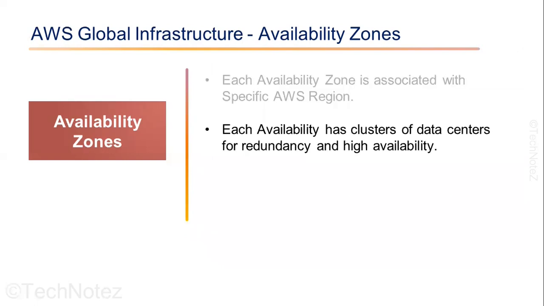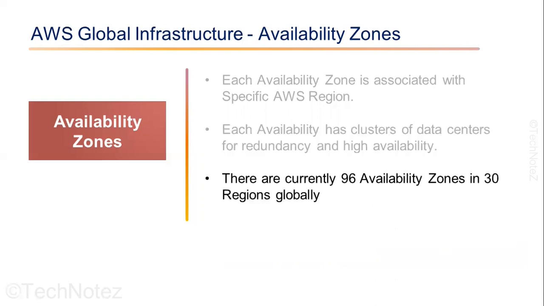It is important to note that each availability zone is associated with a specific AWS region. An availability zone has a cluster of data centers within a region with redundant power, networking, and connectivity to enable the high availability of your application. There are currently 96 availability zones globally in 30 regions. Now let's take a high-level look at some regions within India.